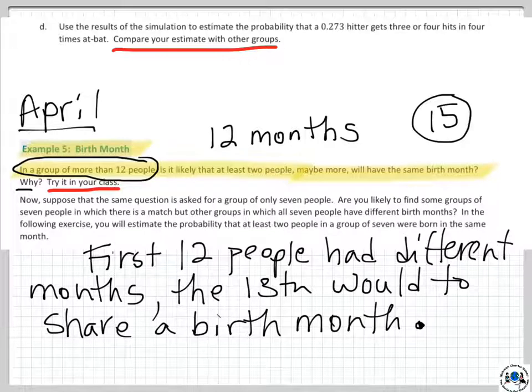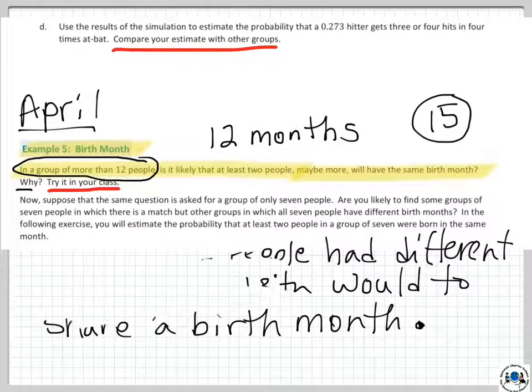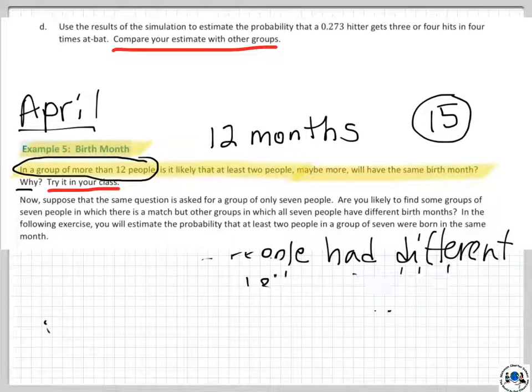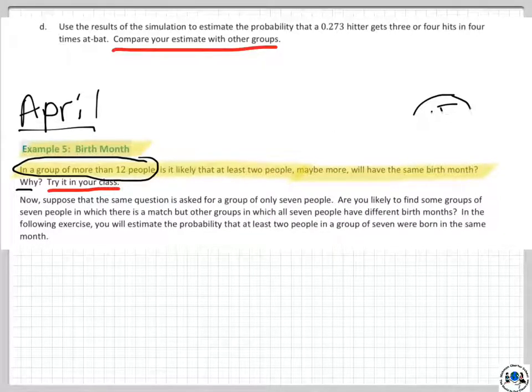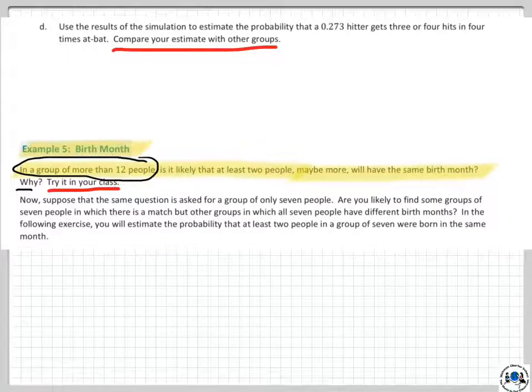But anyway, let's go ahead and look at this in terms of the next question, which is a little bit more interesting. Again, the probability in a group of more than 12 people that there will at least be 2 people that share a birth month would be 1.0, or 100%. It's clear, it has to be.